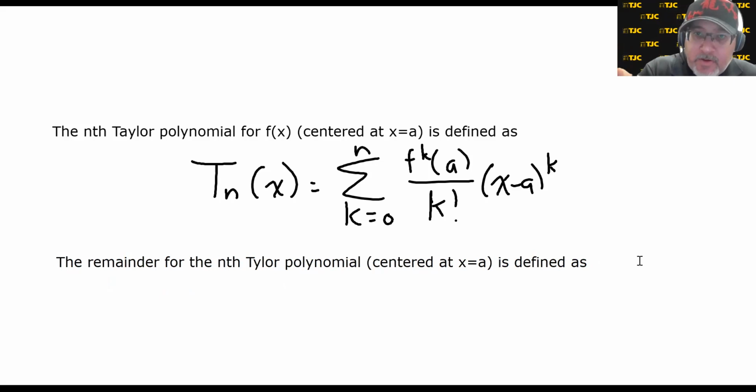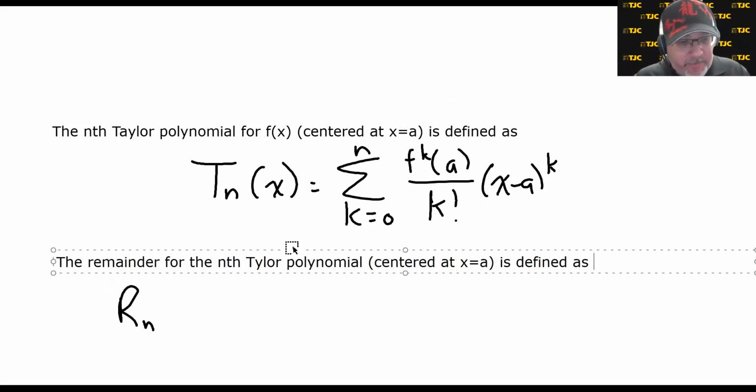We're going to draw this. The remainder, so capital R, n for the nth Taylor polynomial, not Tyler polynomial. That's not even how you spell Tyler. I guess you could if it was a name.